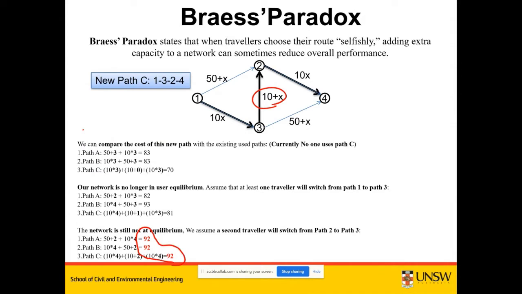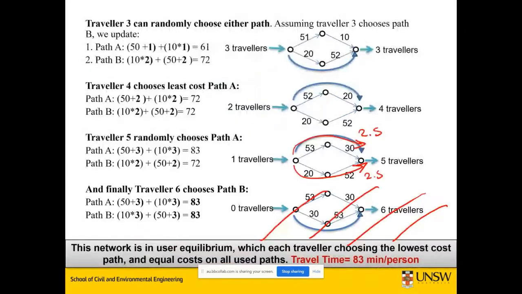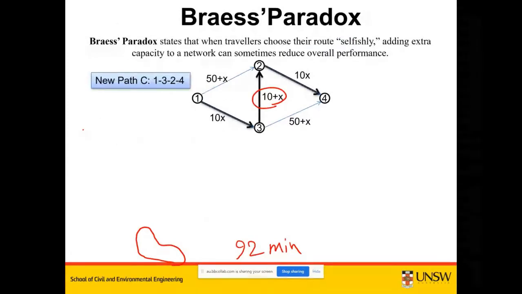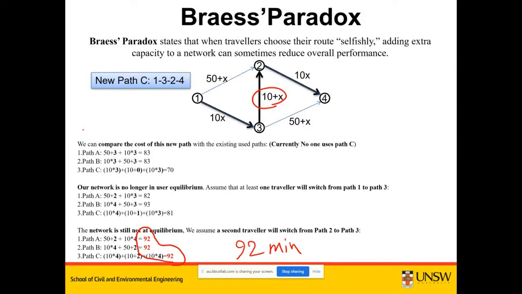So the equilibrium solution for this new network with that additional link is that everybody will have 92 minutes as their path travel time. While if we did not have that additional link in the network, if I go back to the previous example we had, the final path travel time was 83. So we had 83 minutes per person in the previous example, and now with adding this additional link, we'll end up worse with 92 minutes.